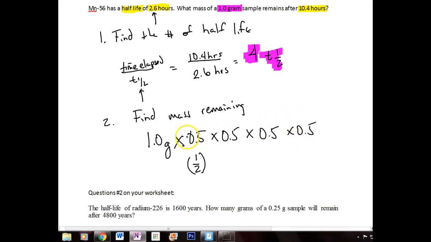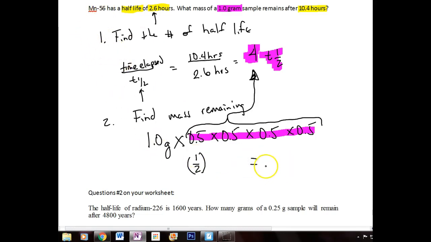And the reason why I multiply this 4 times is because it underwent 4 half-lives. That's why I'm multiplying it by 0.5 4 times. It won't always be 4 half-lives, it just will be in this case. And then I'm going to, of course, use a calculator for this.